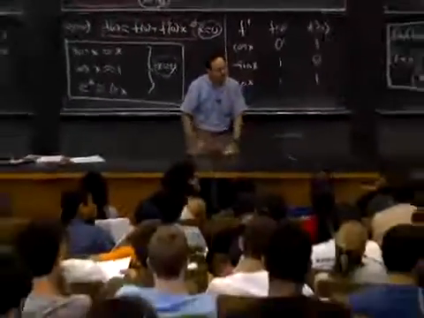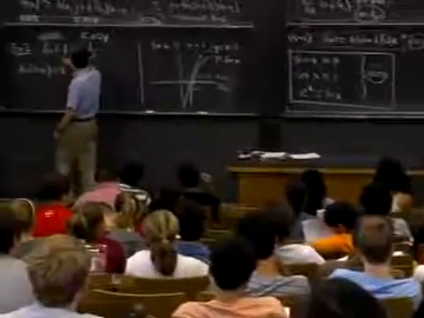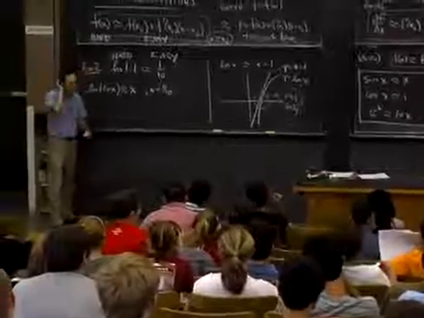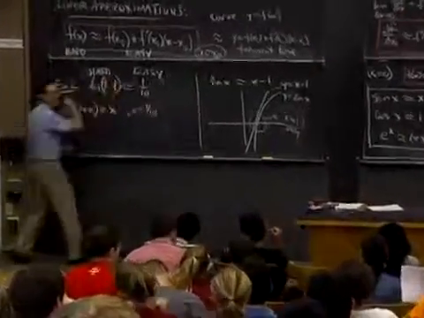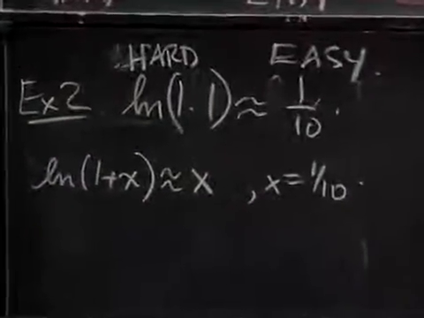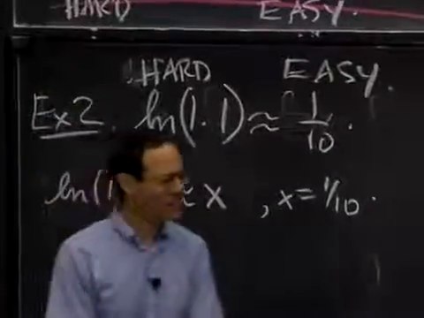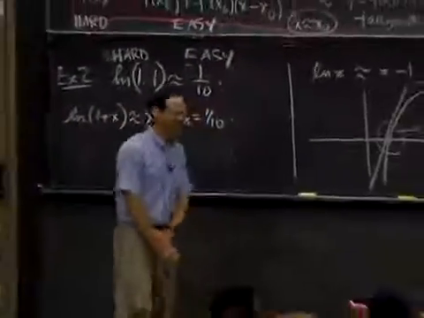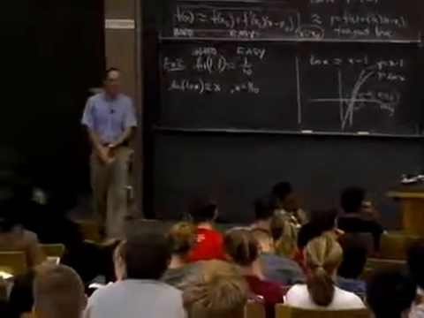Yeah? Is that ln 1.1 or ln 1? Is this ln of 1.1 or what? This is a parens there. It's ln of 1.1. It's the decimal number, right? I guess I've never used that before, a decimal point, have I? I don't know. Okay, other questions?